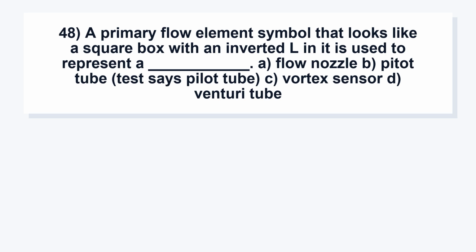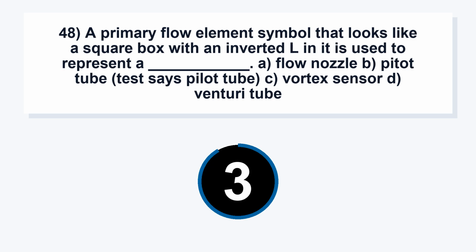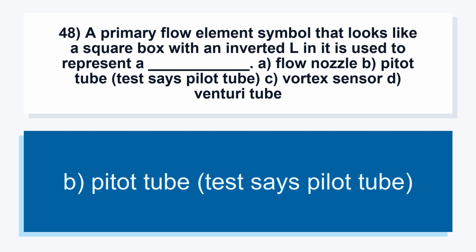48. A primary flow element symbol that looks like a square box with an inverted L is used to represent a blank. A. Flow nozzle. B. Pitot tube, tests as pilot tube. C. Vortex sensor. D. Venturi tube. B. Pitot tube, tests as pilot tube.